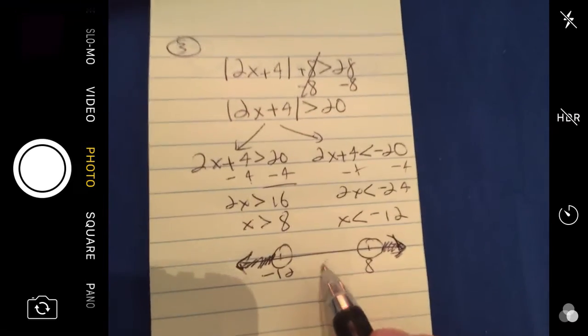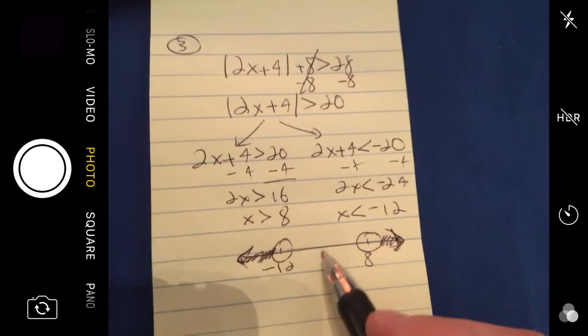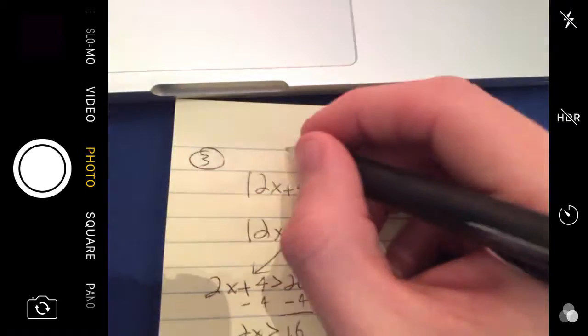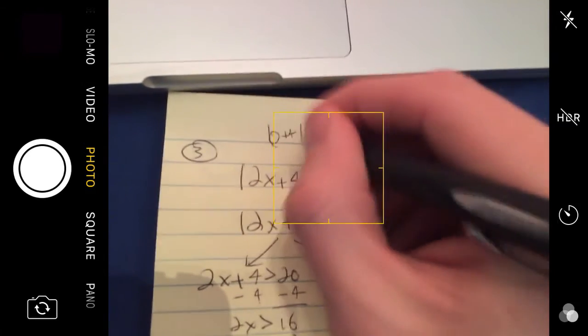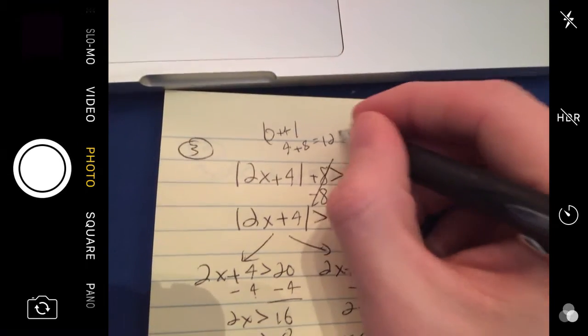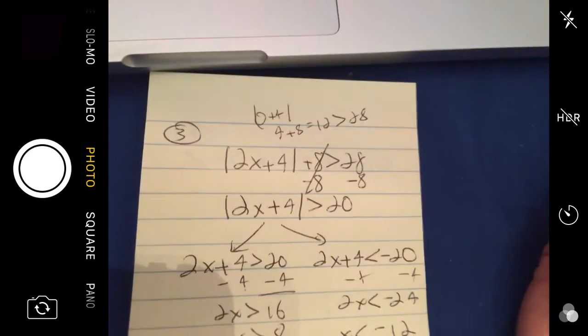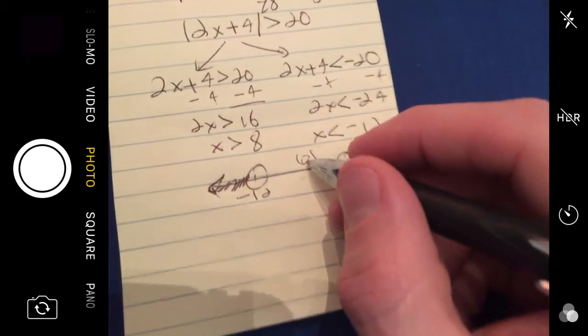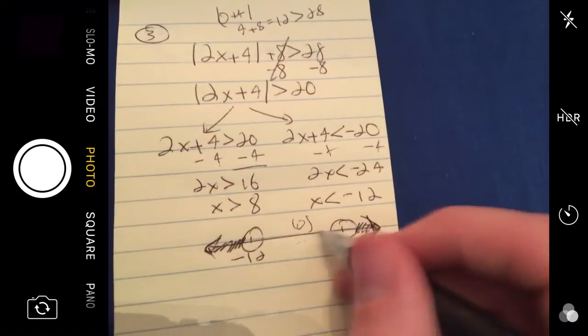Alright, and again, if you want to get a test point, you know, 0, if I plug in a 0 to the original, it should not be true, because it's in this region right here. So try it real quick. Let's plug in a 0, see what happens. Let's see, 2 times 0, that's 0 plus 4. Absolute value of that is just 4, plus 8 is 12. Is 12 greater than 28? No, it's not, so I'm correct to say that my shading does not include this area here. Because when I plug in a 0, it made the original statement false.